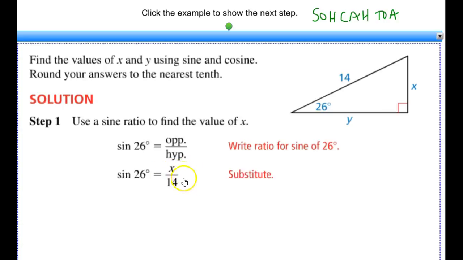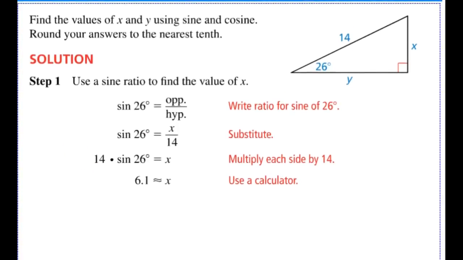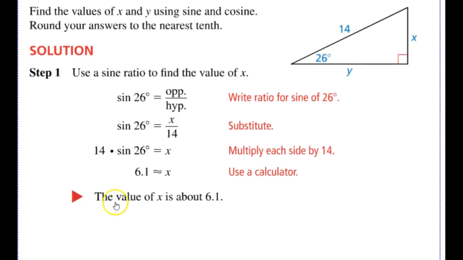I substitute the things that I know. Then to get x by itself, I multiply both sides by 14. Then I end up with 14 times the sine of 26 degrees, and here's what I just put in my calculator. So now x equals approximately 6.1. So now I have to find the value of y.